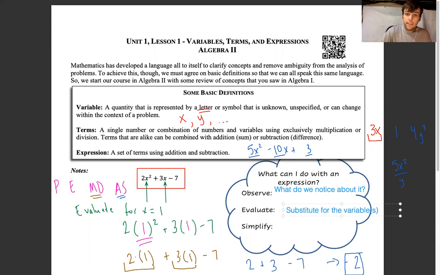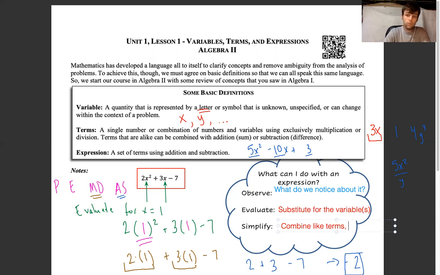And then finally, the last thing that you can do with an expression is you can simplify an expression. We're going to be doing this a lot, simplifying expressions. There are many different things that you can do that are considered simplifying. So you can do something that's called combine like terms. Any terms that have the same variable and same exponents, you can add those together or subtract those from each other, depending on what we have in the problem.